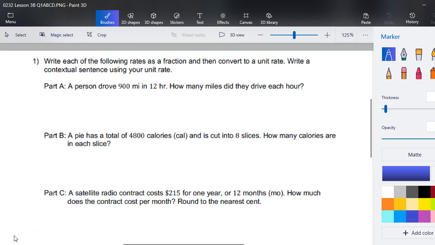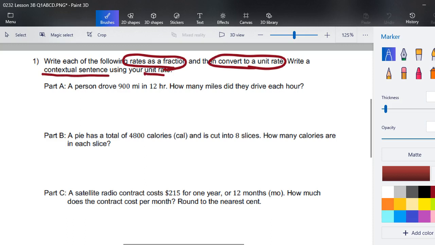I want you to go ahead and hit pause and do all parts A through E of number 1 without looking at the video. Go ahead and get some answers for A through E and then come back and let's walk through your answers and some work with question number 1. The directions ask us to write each of the following rates as a fraction and then convert it to a unit rate and then write a contextual sentence using the unit rate.